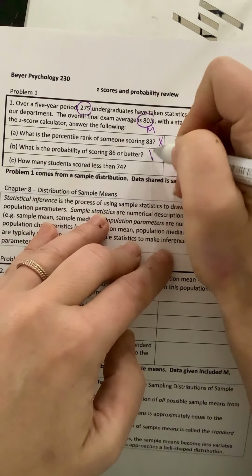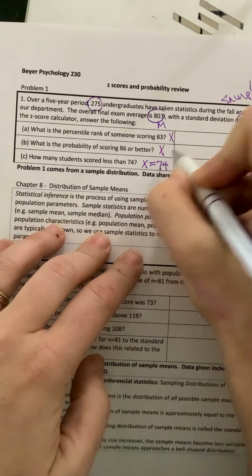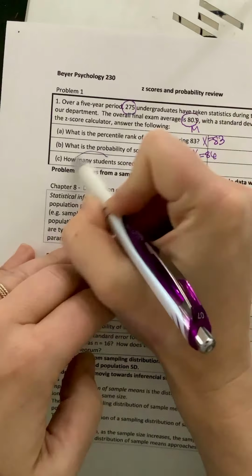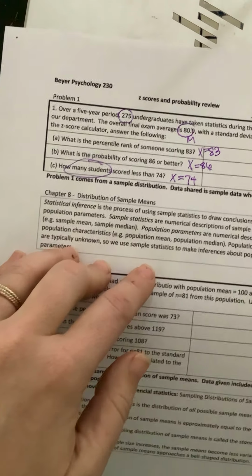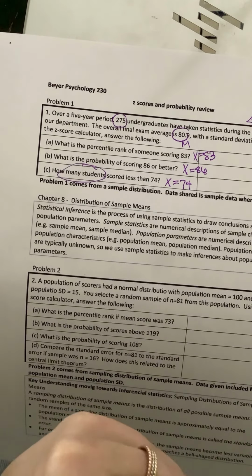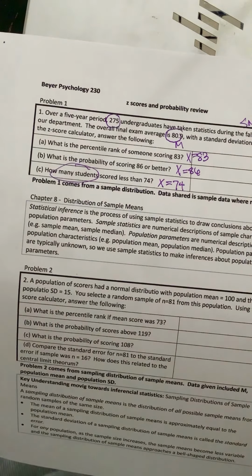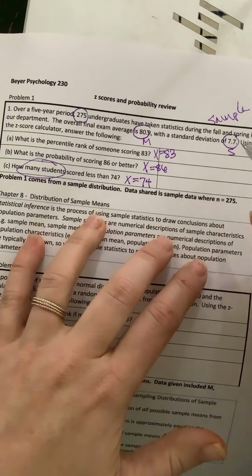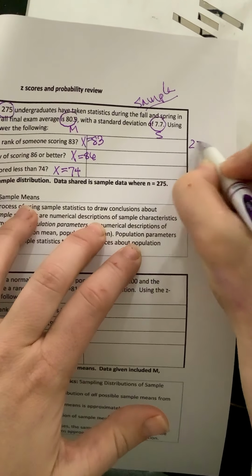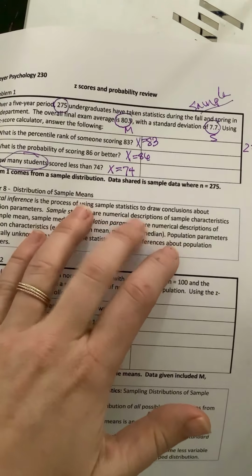All of these have to do with X. When I'm using my z-score, it would be X equals 74. This would be X equals 83. And the only challenge on this one is asking an extra layer of how many students, which you would need to first get that percentile and then multiply times that 275. Since it is a sample, I would be using this z-score, and it's just a case of plugging and chugging.